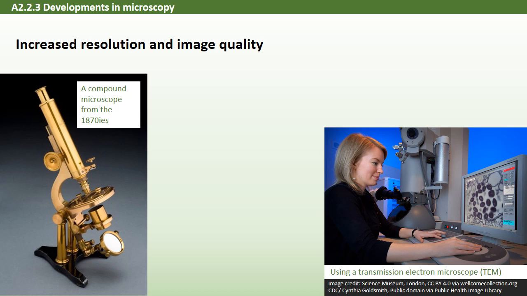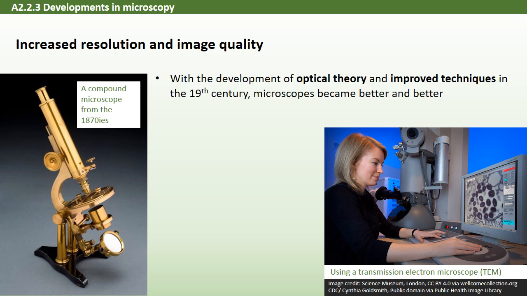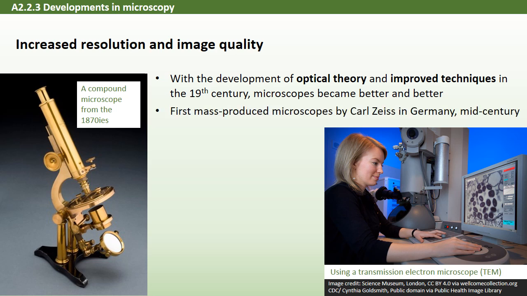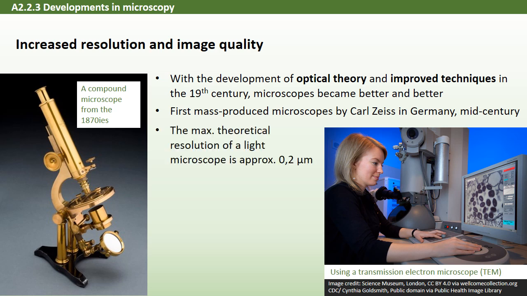Increased resolution and image quality. With the development of optical theory and improved techniques in the 19th century, microscopes became better and better. Optical theory meant that manufacturers could calculate the optimal size and curvature of the lenses and the distances between lenses and things like that. And the Industrial Revolution brought with it a lot of improved techniques for manufacturing microscopes and other things. The first mass-produced microscopes were made by Carl Zeiss in Germany in the middle of the 19th century.